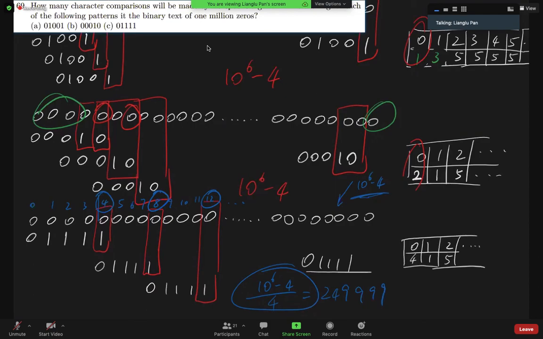All right, that's question 69. And in this question, we've evaluated a string containing 1 million zeros and then 3 different patterns. And we can see that with different patterns, we may end up with different numbers of comparisons.